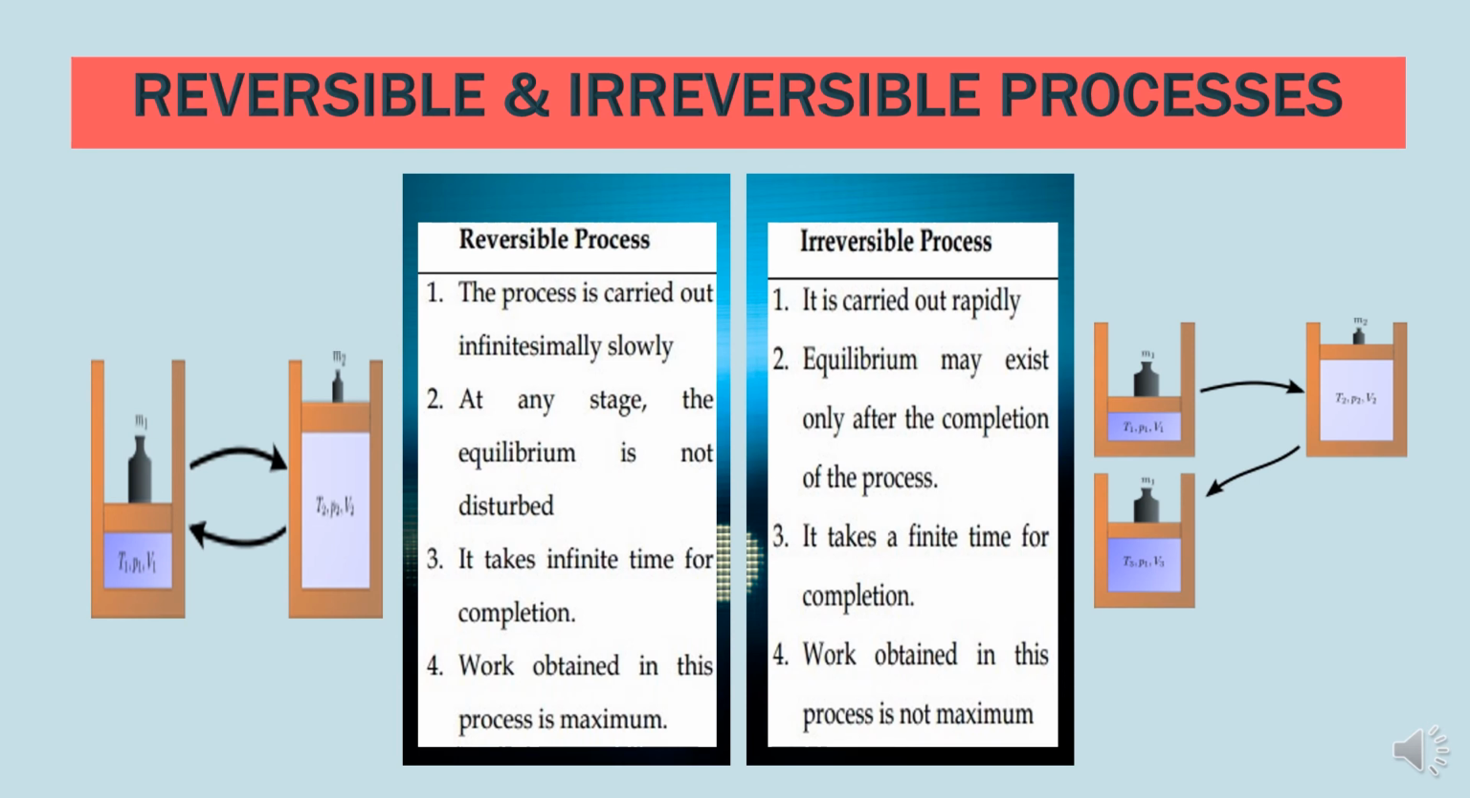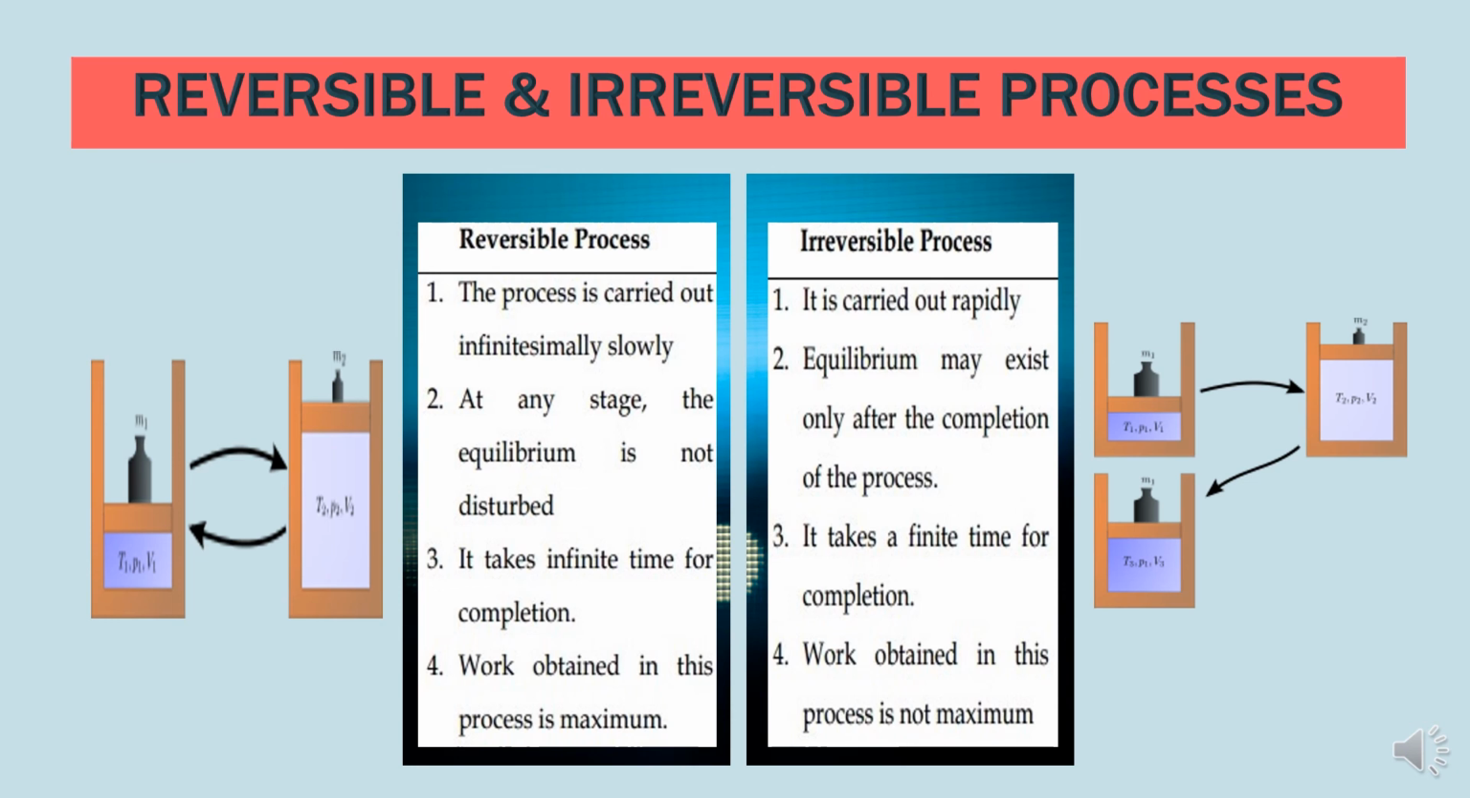All the processes which we have discussed in the last slide can be carried out in two different ways, and on the basis of the ways by which thermodynamic processes can be carried out, they are classified as reversible and irreversible processes. A reversible process is a thermodynamic process which is carried out infinitesimally slowly, so that all changes occurring in the direct process can be exactly reversed and the system remains almost in a state of equilibrium with the surroundings at every stage of the process.